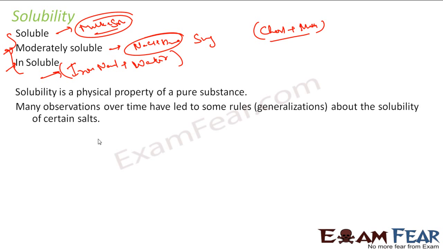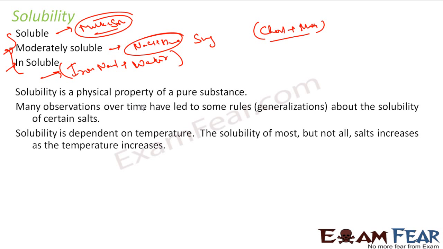Scientists have observed a lot of things, and they have come to some generalization rules about the solubility of certain substances. The thing they observed was that solubility also depends on the temperature. In most cases, solubility increases with temperature. If you add sugar to water, sometimes you're not able to mix it. But if you warm it, you're able to mix it properly, right? This is a real scenario. In your kitchen also you can do this.